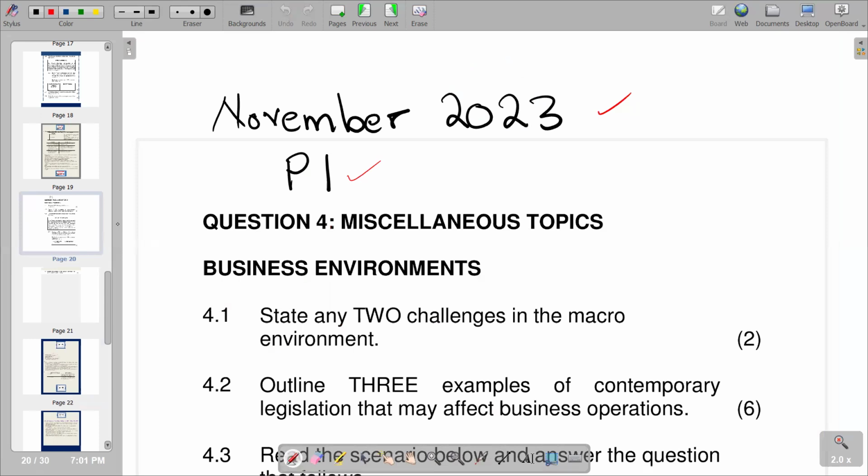So this is what we have in terms of the responses for 4.1, that is, state two. But take note that the question only requires us to state two, so we can just take two from the list that we have there. The question is worth 2 marks. So this is what we have.